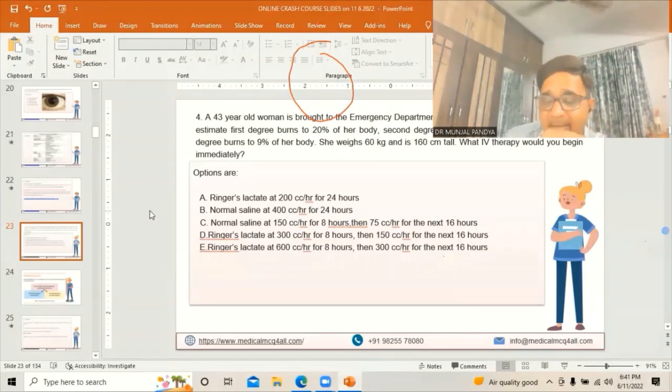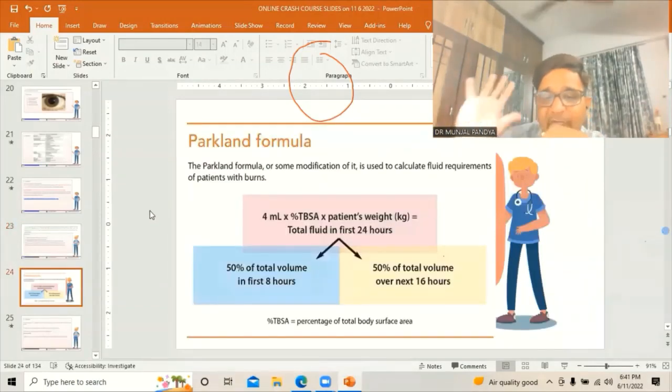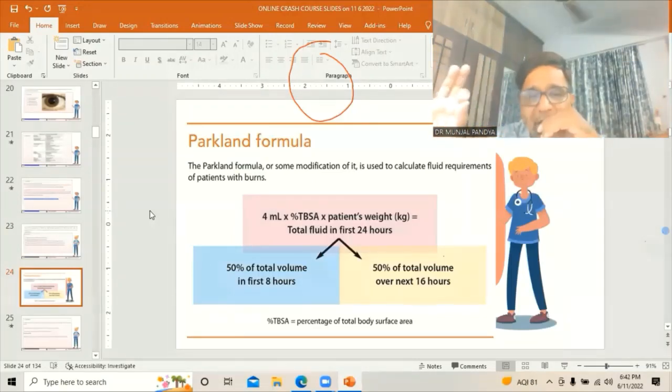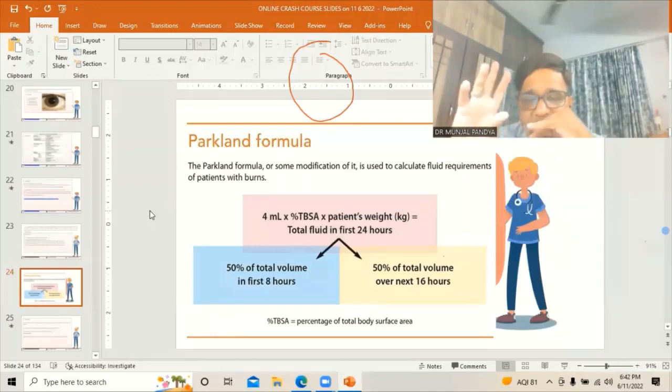Let me tell everyone, this is the Parkland formula, gentlemen. So memorize it and fix it in your head. The Parkland formula is: 4 ml multiplied by the percentage of total body surface area, multiplied by the patient's weight in kg. That final amount should be given in 24 hours.